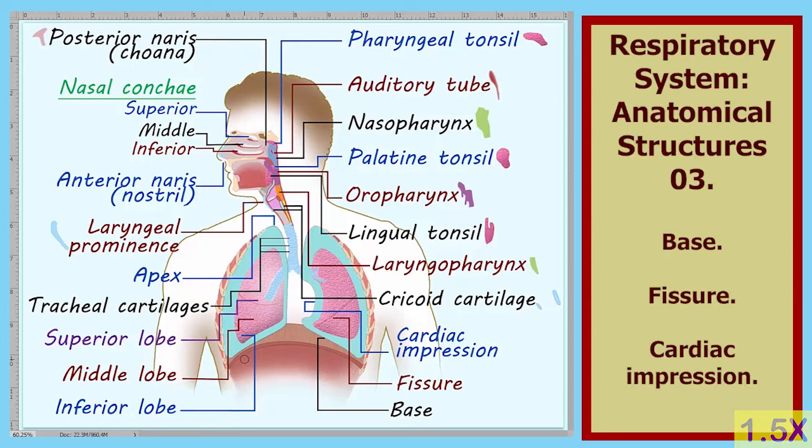So this concludes our 3rd lecture on the identification of the features of the respiratory system. In the next lecture, we will look deep into the lung and explore the structure of the alveolus. I hope that you've learned a lot.